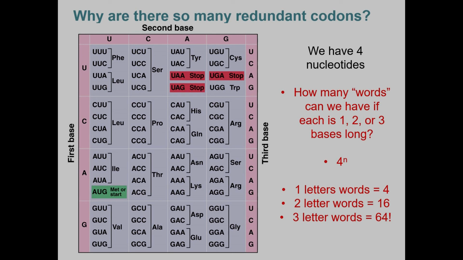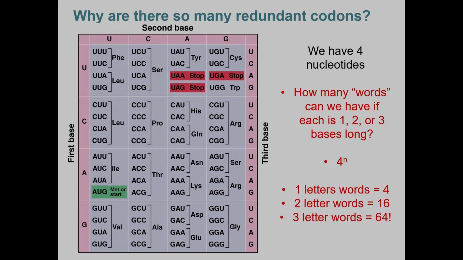How many words do we need? How many amino acids exist? There are 20 different amino acids. So if we only have 1-letter words or 2-letter words, we don't have enough to make one for each of the amino acids we need to make. So in order to have at least 20 choices, we need to have at least 3-letter words.